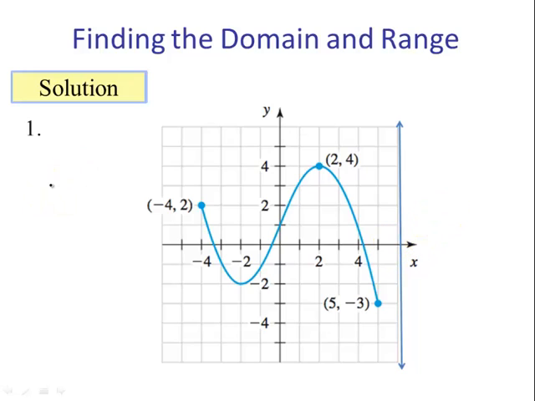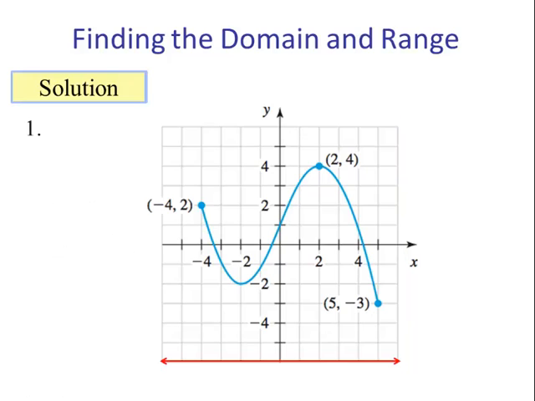So to write this domain, we would say -4. Since that's a closed circle, it can equal it. Same way with +5, it can equal 5. We want all numbers in between these two. So with inequalities, we would write -4 is less than or equal to x, which is less than or equal to 5. In interval notation, we say bracket -4, comma, +5, bracket.